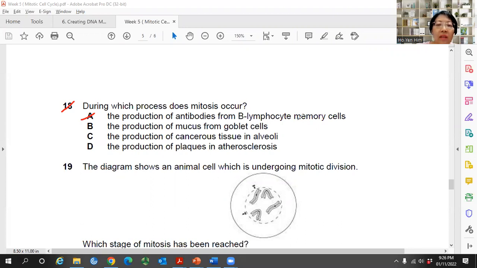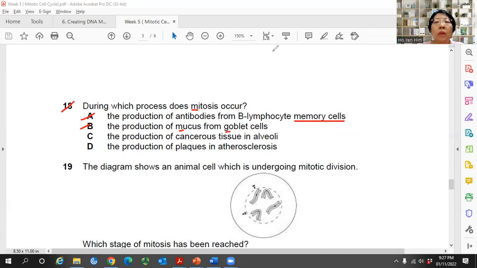Okay, maybe. Okay, let's look at it. Later on, I'll come back to this. B, the production of mucus from goblet cells does not need mitosis, right? Production of mucus from goblet cells, or actually you have not learned this one. You learn this one later, so we just assume that the goblet cell produces mucus by secretion, isn't it? Anything that the cell, like mucus, is supposed to be secreted out of the cell.